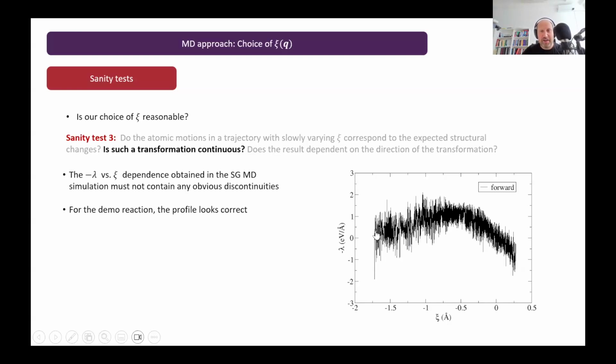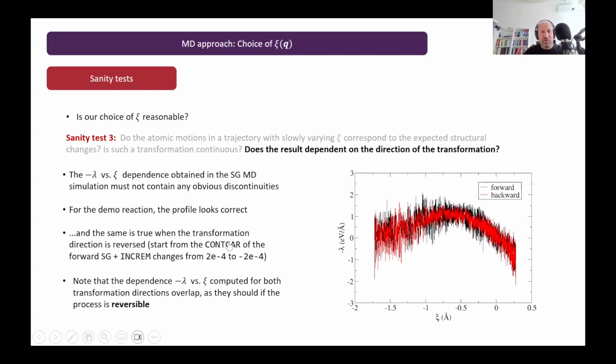Now we started in the reactant state and we achieved some state after the transition state. Now what we can do is basically do things the other way around. So we start from the final state and move back to our initial state. For that, we need to copy the CONTCAR we generated at the end of the forward slow growth to POSCAR, and we need to change the sign of INCREM from a positive to a negative number. Then I again run slow growth for 10,000 steps.